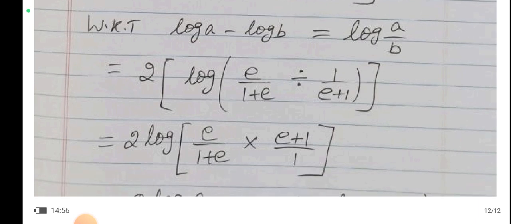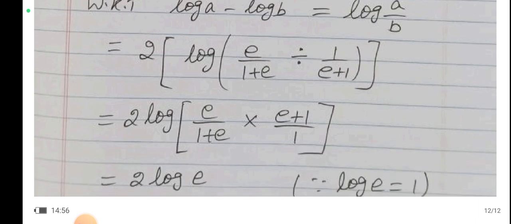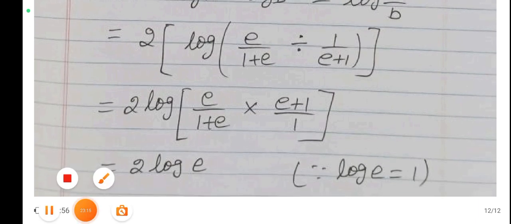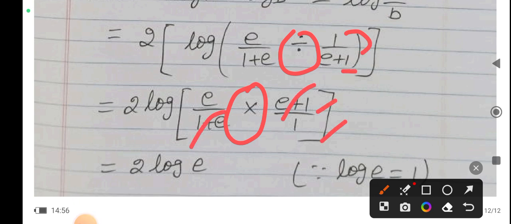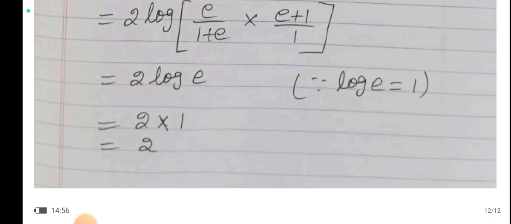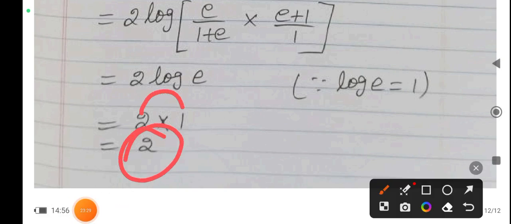Again log a minus log b is log a by b. So 2 into log a by b, I just made a division symbol for our understanding. So division comes as multiplication now, 1 by e plus 1 becomes e plus 1 by e. Both cancel, and log e value is 1. So 2 ones are 2. Clear? Check.